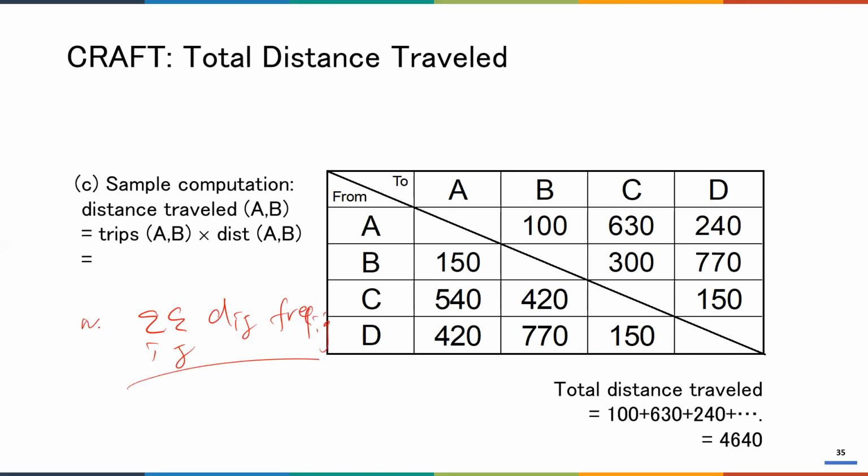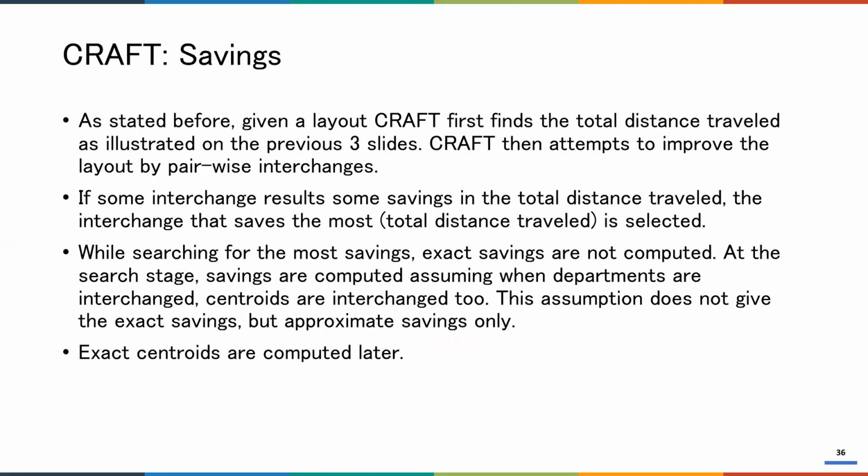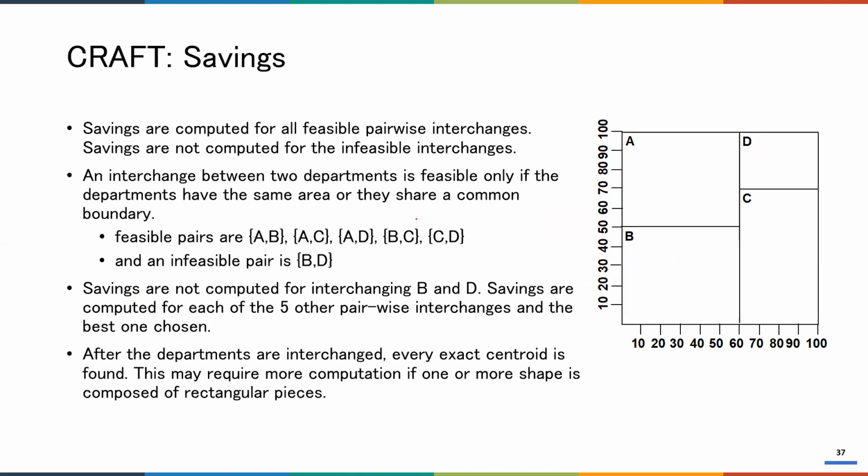Because you try to minimize, you try to find the smallest number possible. In CRAFT, we try to save as much as possible. Because we already have the initial layout, we try to reduce the total distance traveled by improving the layout through pairwise interchange. How can we compute this? This is what you need to understand first.